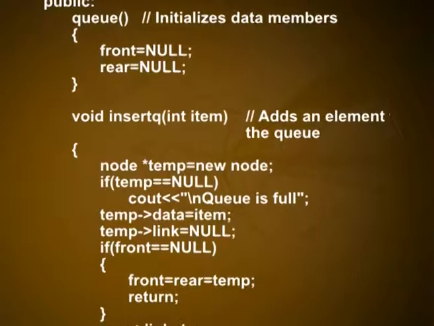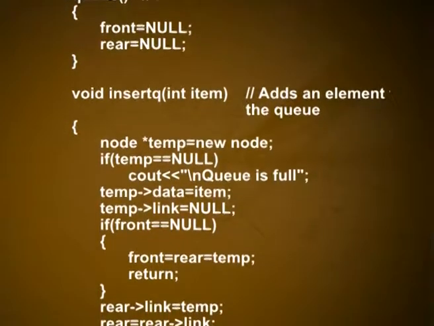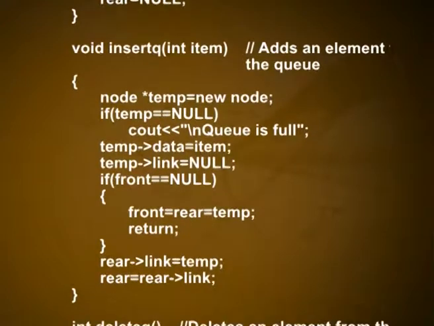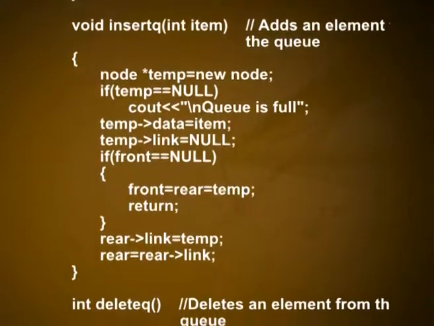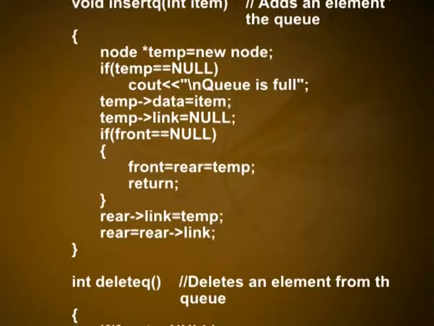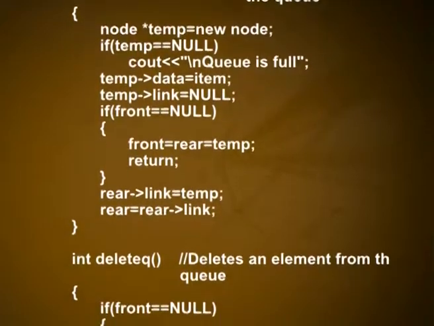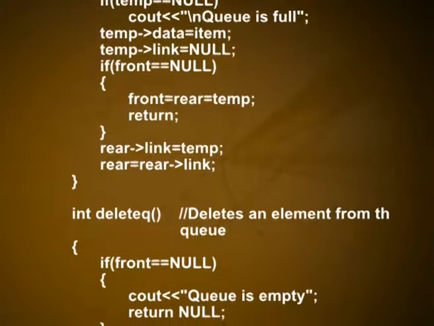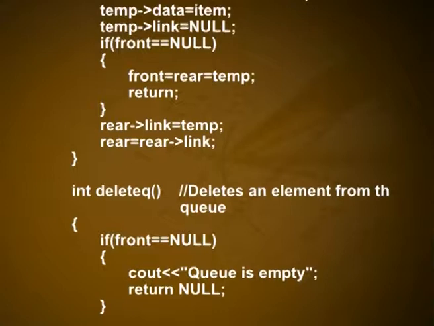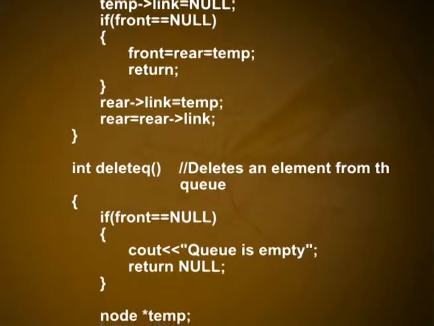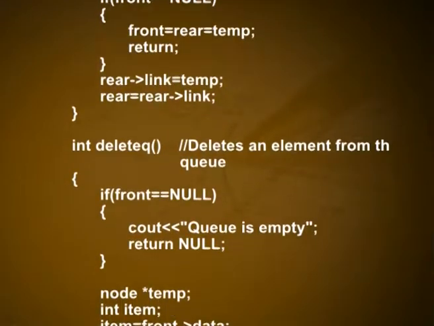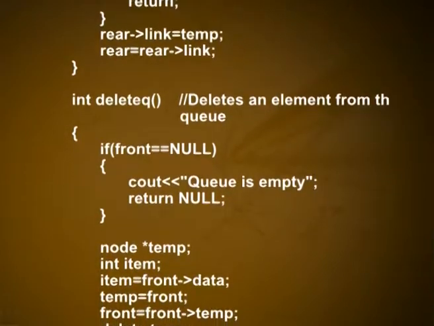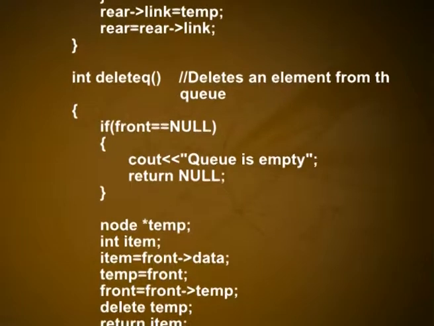Void insert queue of int item adds an element to the queue. Node star temp equal to new node. If temp equal to null, cout queue is full. Temp data equals item. Temp link equals null. If front equals null, front equals rear equals temp, return. Rear link equals temp, rear equals rear link.